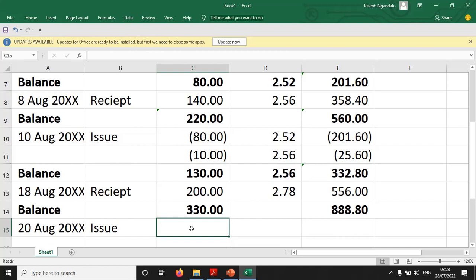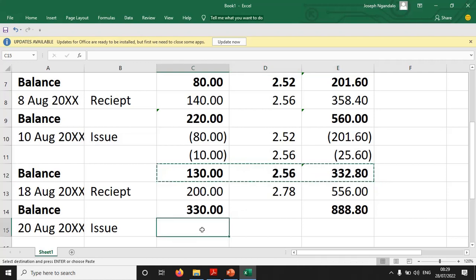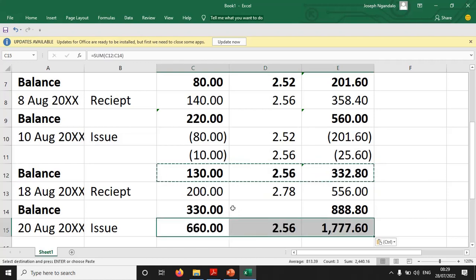So when you get that balance, 180, you multiply it by 2.56. Then you get the remainder, which is 50, you multiply it by 2.70. That's correct. So let's start. Since I'm using Excel, I can always just go and get those numbers here, put them here.